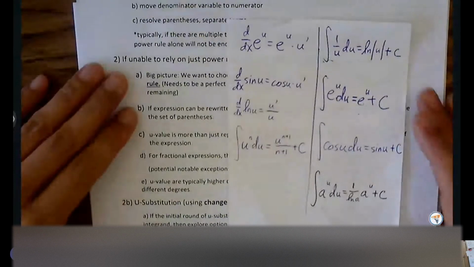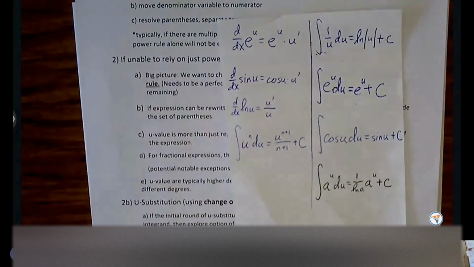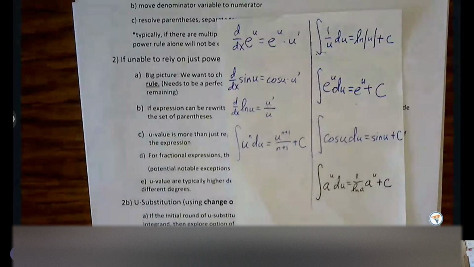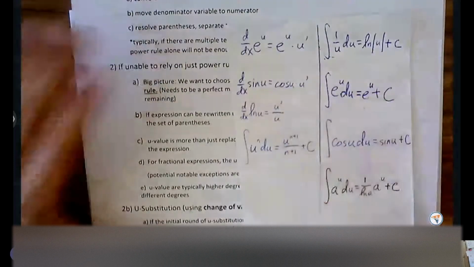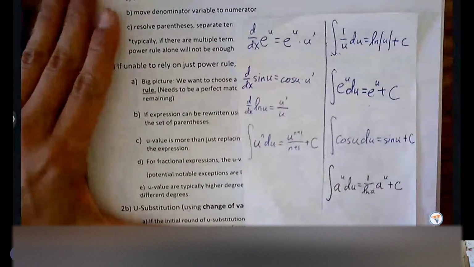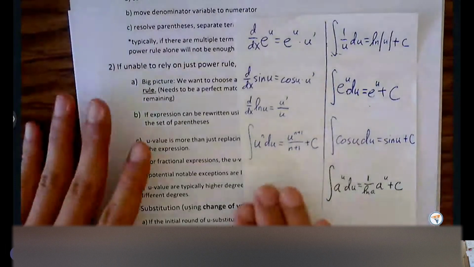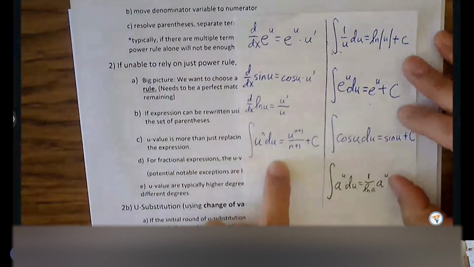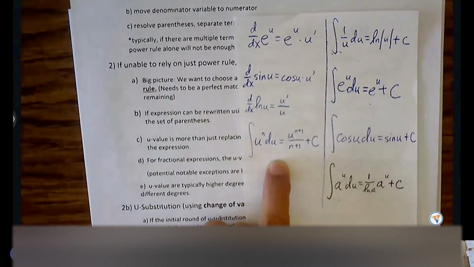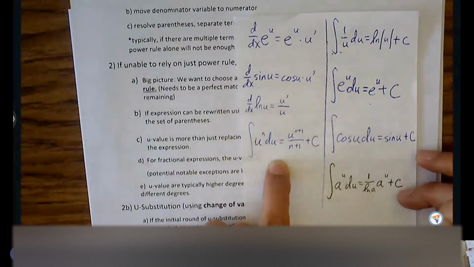So sometimes it's tough for me to say your u value is always located here or always located there, because it can be a number of different places. But the one constant that we can count on is that if you go through your substitution, you're trying to make it match one of these rules, right? After the dust settles, you should be able to get it matched exactly with one of these.